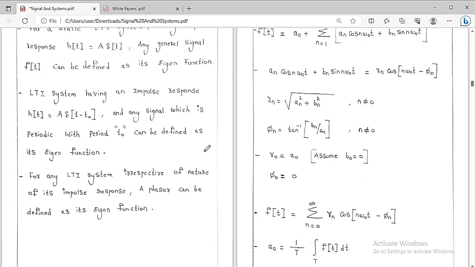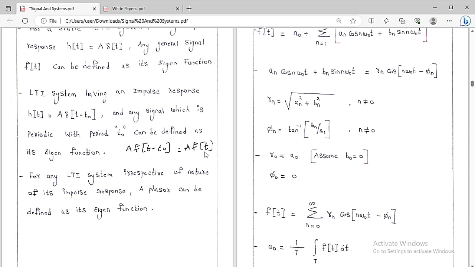So what I am trying to tell you is very simple. Suppose for a given LTI system, the impulse response is h(t) = a δ(t − t0), and you give a certain input f(t). Then what is the output? The output is a f(t − t0). Suppose f(t) is also a periodic signal with a period of t0, then f(t − t0) is equal to f(t) only.